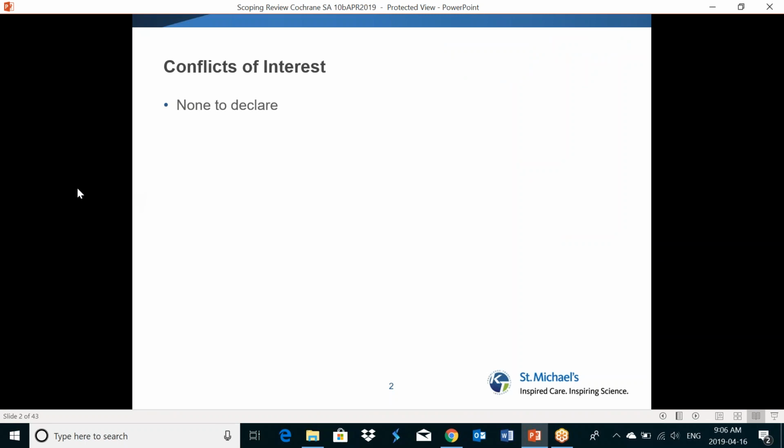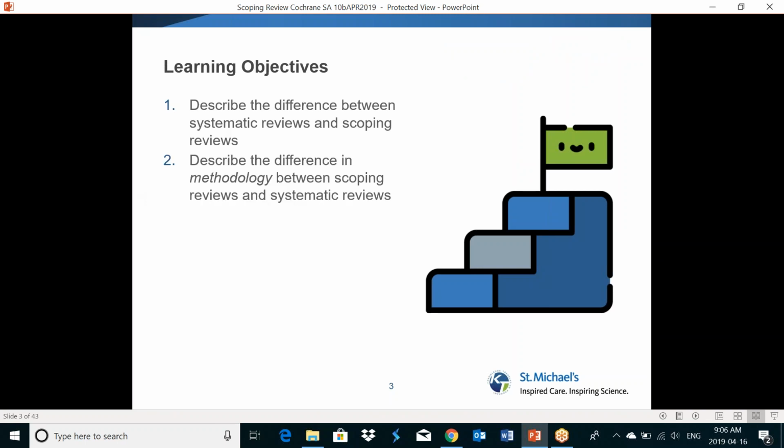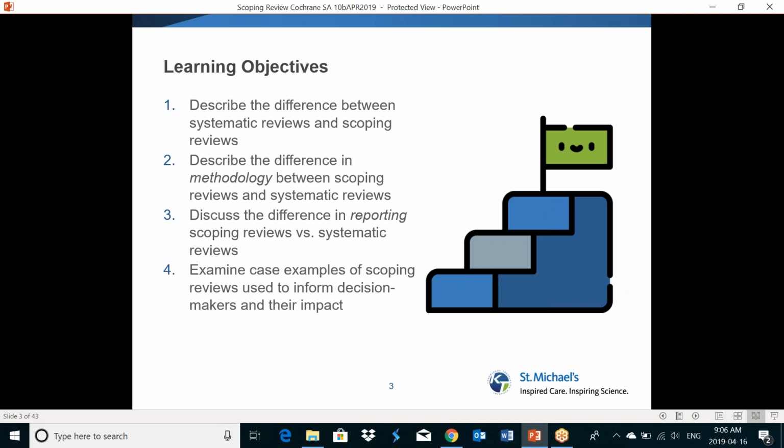So in terms of conflicts of interest, I have none to declare. And today, I'm hoping that we'll be able to learn together the difference between systematic reviews and scoping reviews, the difference in the methods between scoping reviews and systematic reviews, as well as differences in reporting scoping reviews and systematic reviews. And then I'll present a few case examples of scoping reviews that were conducted by me and my team, and these were used to inform decision making.